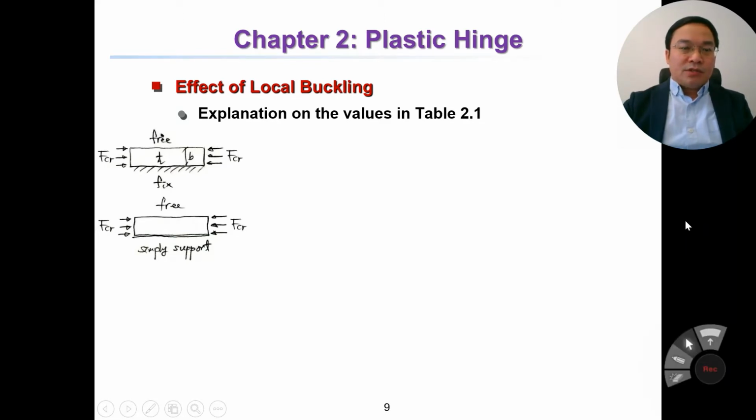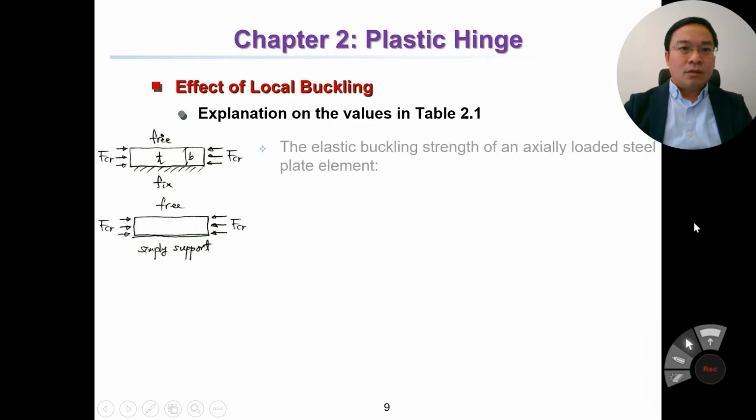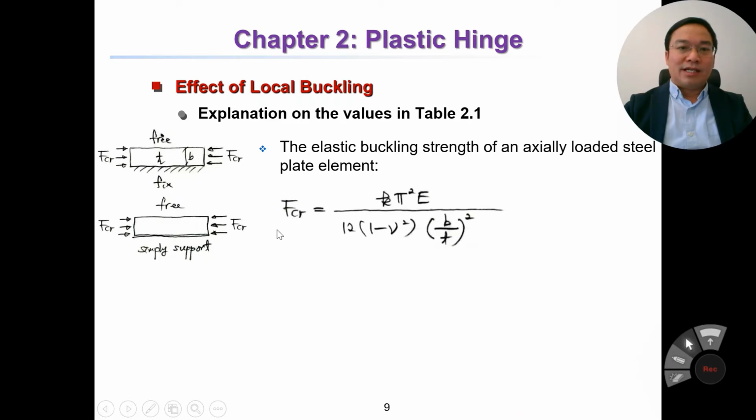Now I am going to explain a little bit about the value of lambda r and lambda p, not lambda but lambda p, in Table 2.1, the meaning. So the elastic buckling strength of an axially loaded steel plate element can be determined by using this equation. So for example, here we have the steel plate element.